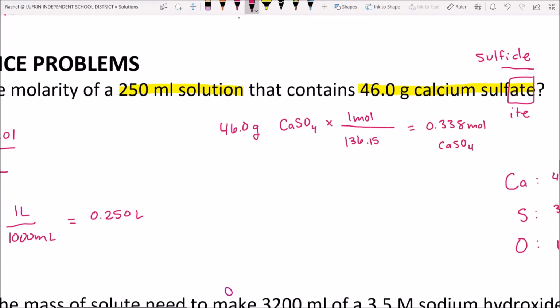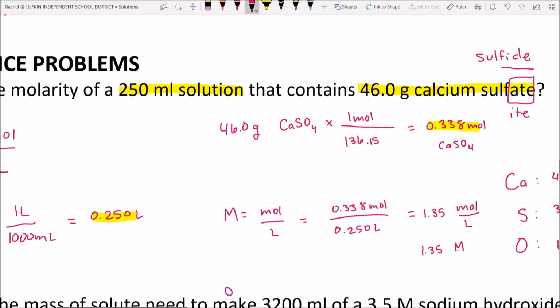Okay, so now that we have our moles of CaSO4 and our liters of solution, we can divide the two. I'm sorry, liters of solution, not solvent. So molarity is moles per liter, right? So that would be equal to 0.338 moles for every 0.250 liters, right? So when you divide that, you'll get your answer. So what do y'all get? 1.35, and then you can say moles per liter, or you could say 1.35 capital M, right? Because molarity is moles per liter. So you can show your units either way.